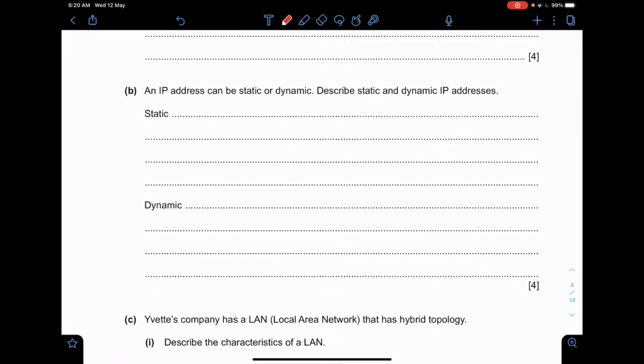Okay, so now it's saying that an IP address can be static or dynamic, and we need to describe static and dynamic IP addresses. So a static IP address is assigned by your ISP. This is a really important detail, right? Or the server, right?